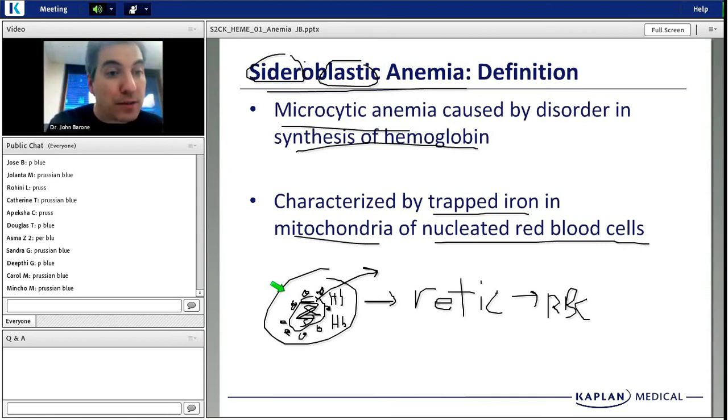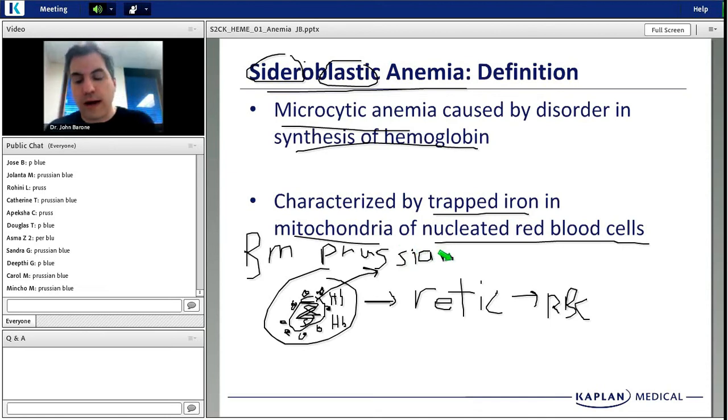Bone marrow biopsy, because ring sideroblasts are not in blood. They're only in the bone marrow. So we're going to have to do a bone marrow biopsy with the Prussian blue. That's how we're going to confirm this diagnosis. That's your most accurate, specific diagnostic test. Bone marrow biopsy, Prussian blue test. That is going to show me the ring sideroblast.